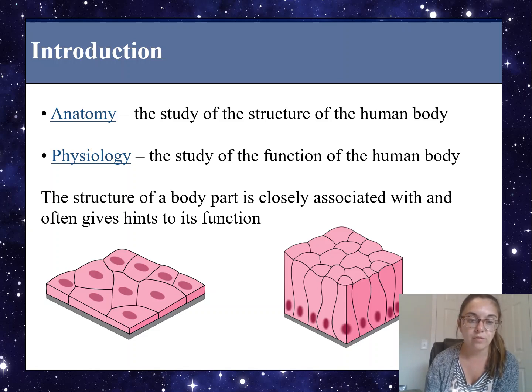So that way, the function of allowing things to pass through them is associated with the structure of being thin. Whereas the other picture shows a thicker cell. Now, these cells actually have materials in them and secrete materials. So the structure of it being thicker is related to the function of secreting different materials.